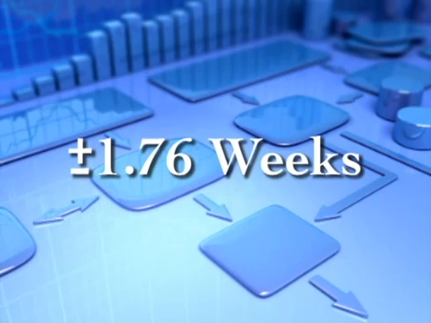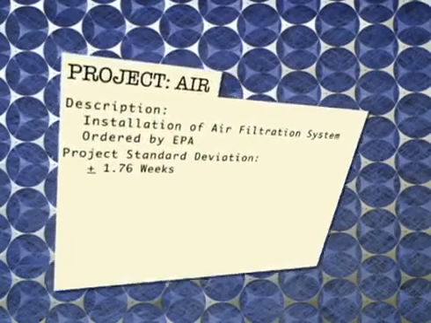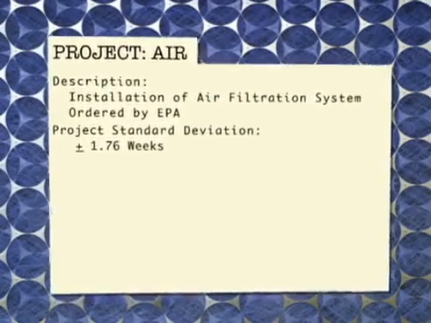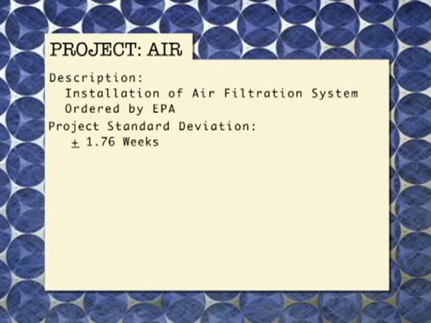We can do a lot with that information. We know that we could be in trouble. It depends on what this project is. In this case, this project is a compliance project. It is a project where the company has to put in an air filtration system. Otherwise, the EPA is going to shut them down. They have to do it within 16 weeks. So now that plus or minus 1.76 weeks becomes a whole different picture, doesn't it?